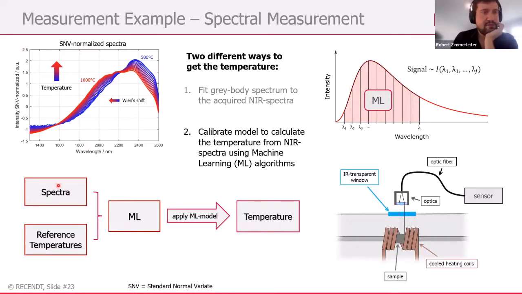And here you just feed the acquired spectra and the reference temperatures into your machine learning algorithm and calibrate the model. This model you can then apply to newly measured spectra and get a temperature reading out of it.